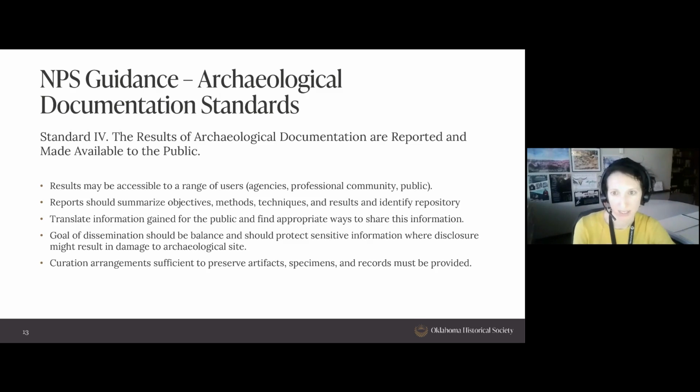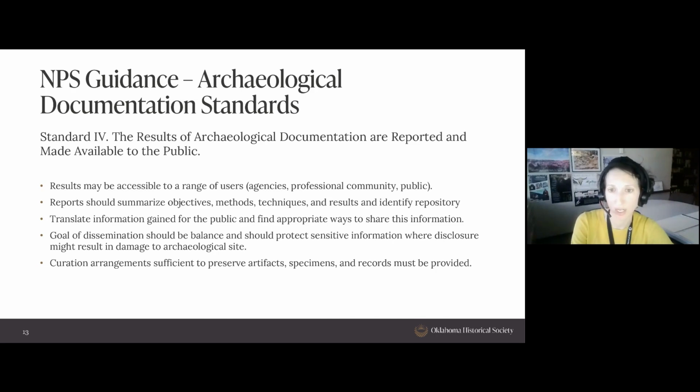The fourth standard says the results of archaeological documentation are reported and made available to the public. The results can be accessible to a range of users, which could include agencies, the professional community, and the public. The way that information is provided and the degree to which the information is provided to those different groups may vary. Reports should summarize objectives, methods, techniques, and the results, and also identify the repository for the information. Where can other researchers go to follow up and to confirm the results of your findings?